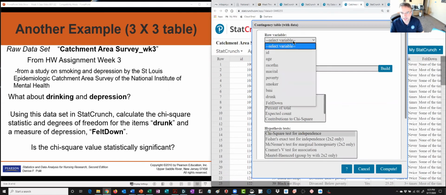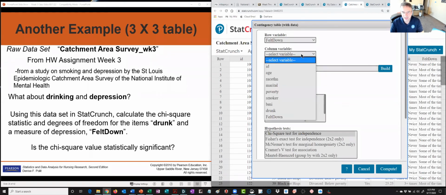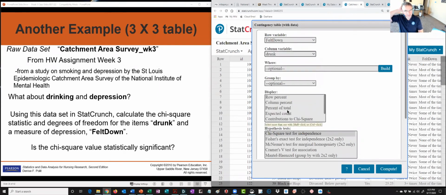So we're going to put that in the rows, right? We've got a lot of choices here. So where did it go? Depression, felt down. We'll put that in the rows, our dependent variable. Our independent variable, we're going to do drinking. How many times they put their category for how drunk they got during that month. So again, in the assignment, you're going to do smoking, but we're going to do drinking as an example.